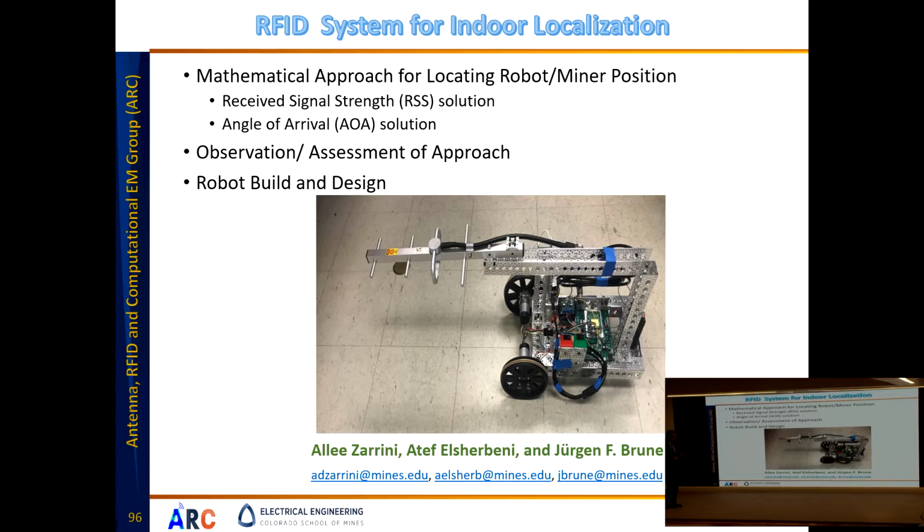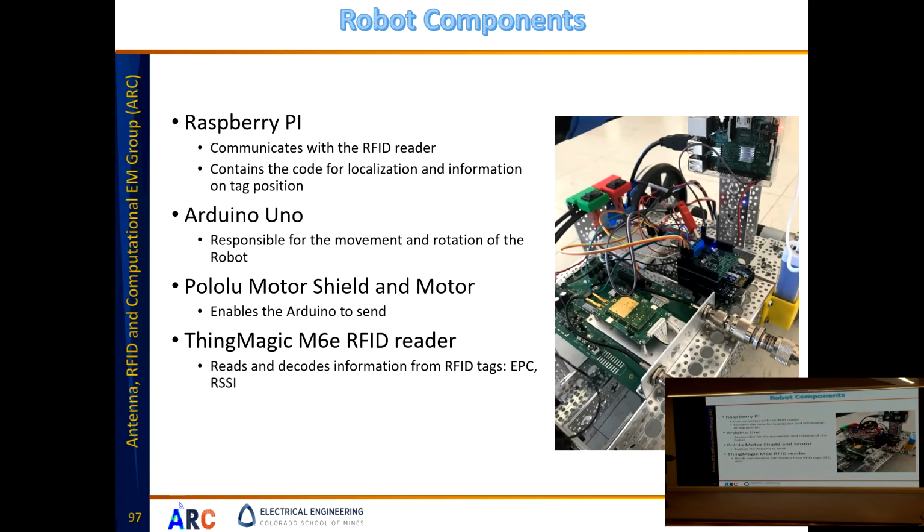Another application is a robot here. Again, it has a Raspberry Pi development kit and Arduino to control the motors that control the wheels. We use a large antenna because this entire robot was supposed to work inside a mine. A close-up picture for it here.